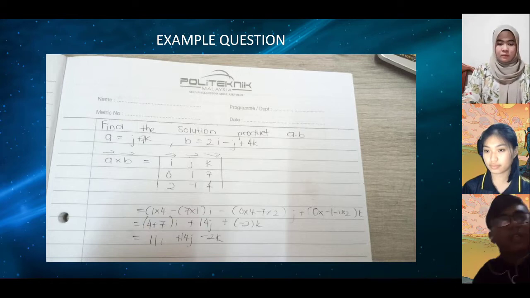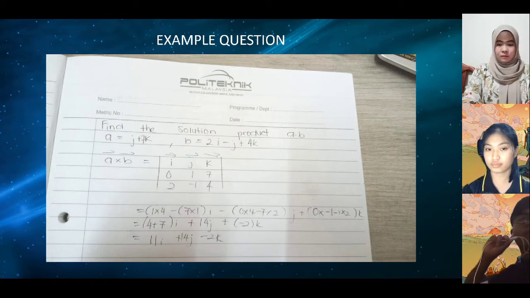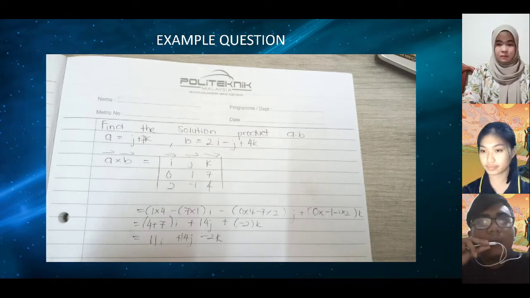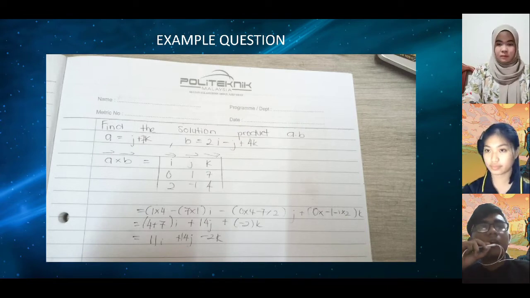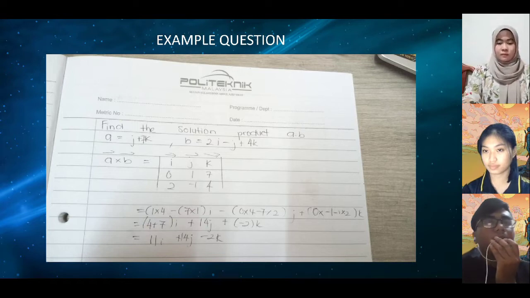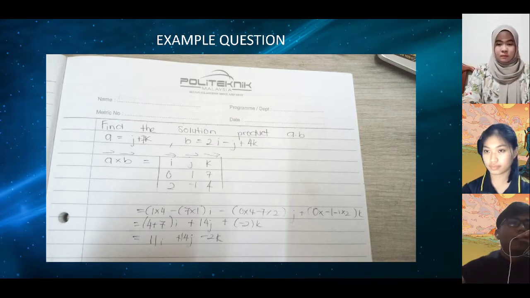For example, we can see like this. We just use the matrix method, multiplying each other. For example, 1 times 4 minus 7 times 1, and we just repeat it for the next component. So the answer that we will get is 11i plus 40j minus 2k. Next, I would like to share with you the second question on scalar and vector. I hope you can give more attention to this video.